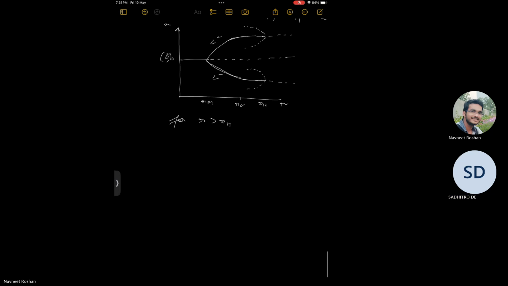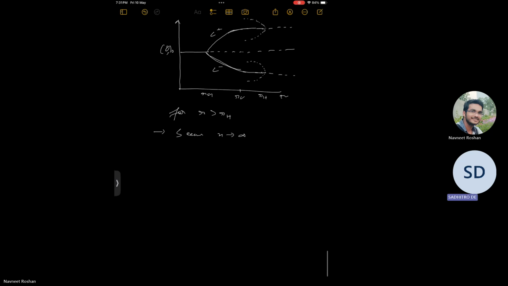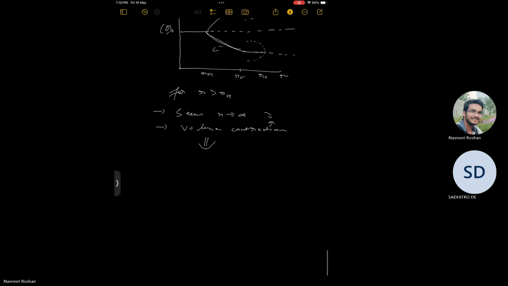So let us write this down for clarity. It seems that it should go to infinity, right? But it does not happen. And the reason for this not happening is that there is a volume contraction. So volume contraction occurs at every value of r. These two points seem counterintuitive: on one hand we are saying that the solution would go to infinity, on the other hand we are saying that there should be a volume contraction. So this is what gives rise to what is called a strange attractor.